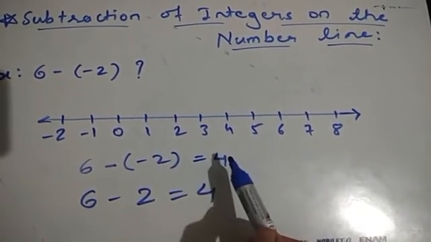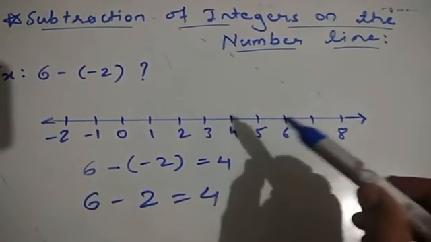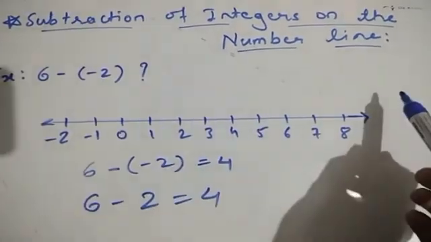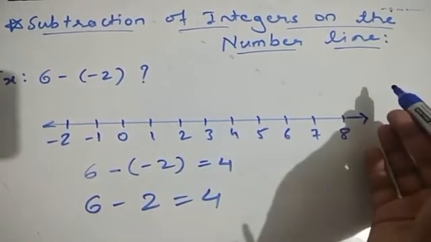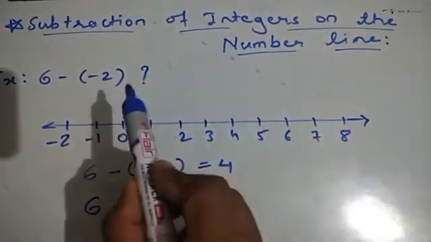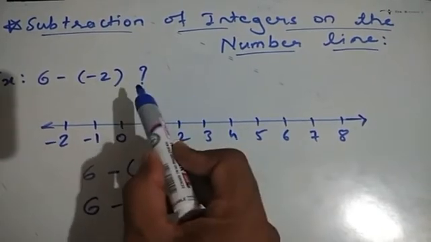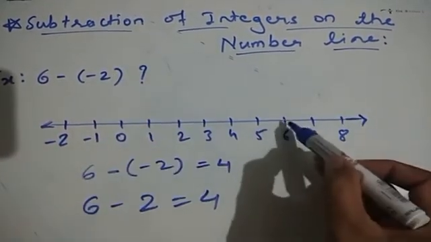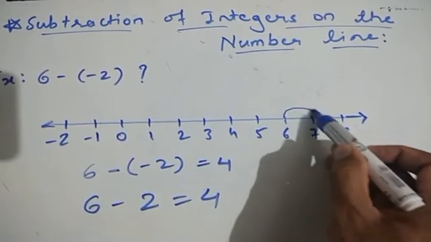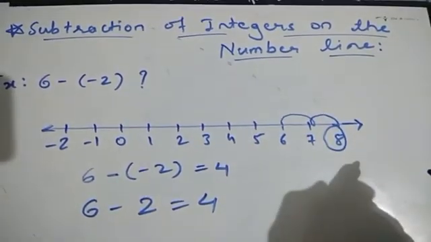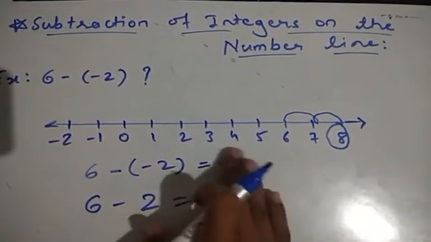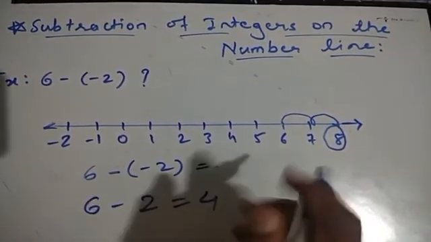Okay, yes or no? And therefore we have to move towards the right hand side. Okay, so start from 6 and move towards the right hand side. So whenever we subtract any negative integer, we have to move towards the right hand side. Okay, so where will we reach? At 8. And therefore we can say here 6 minus of minus 2 is what? 8.